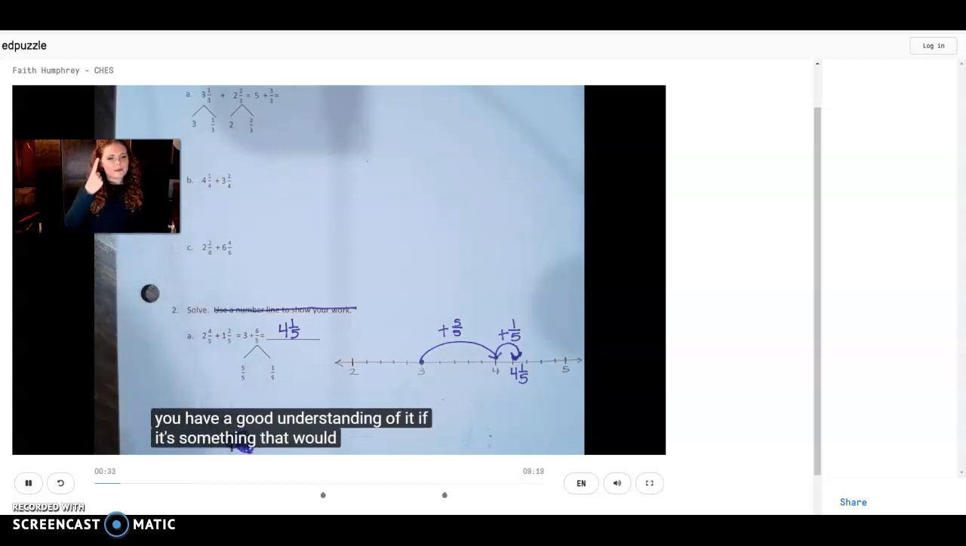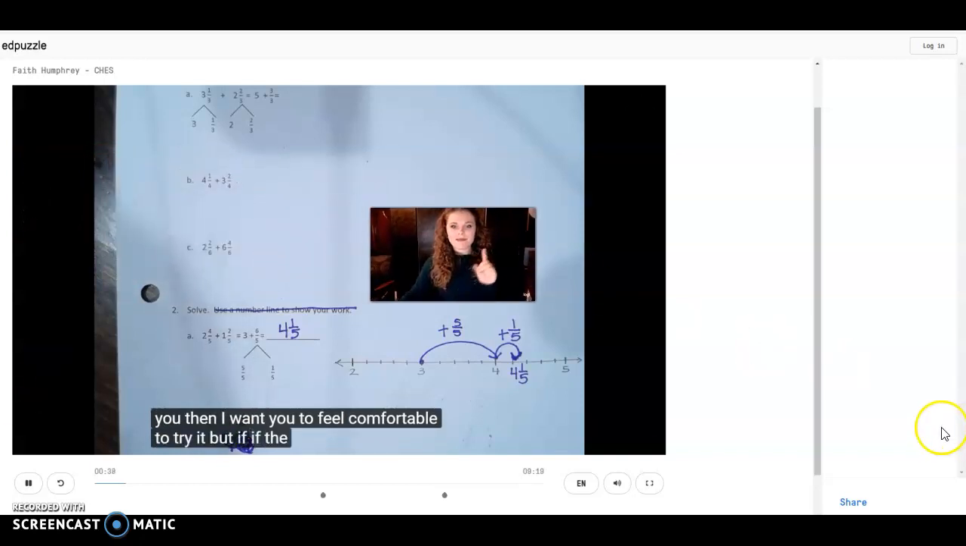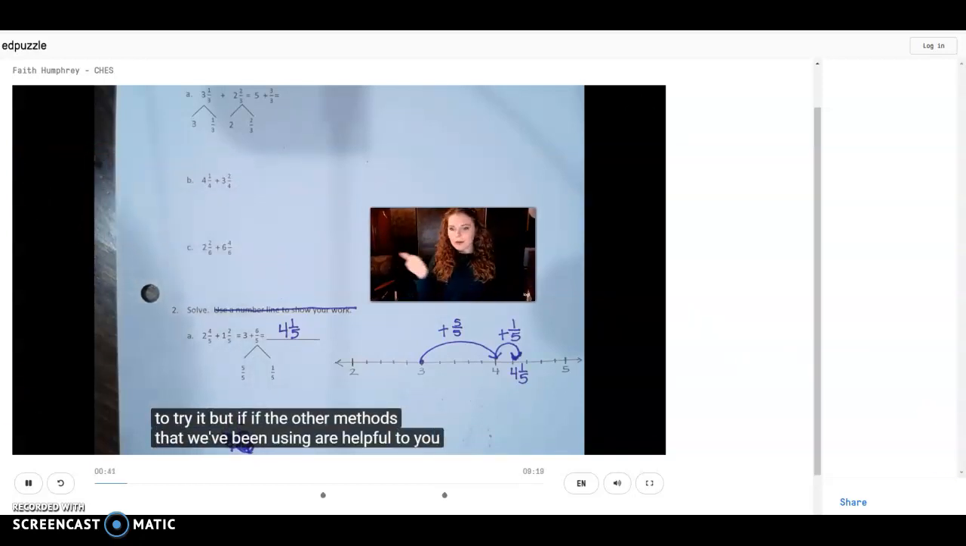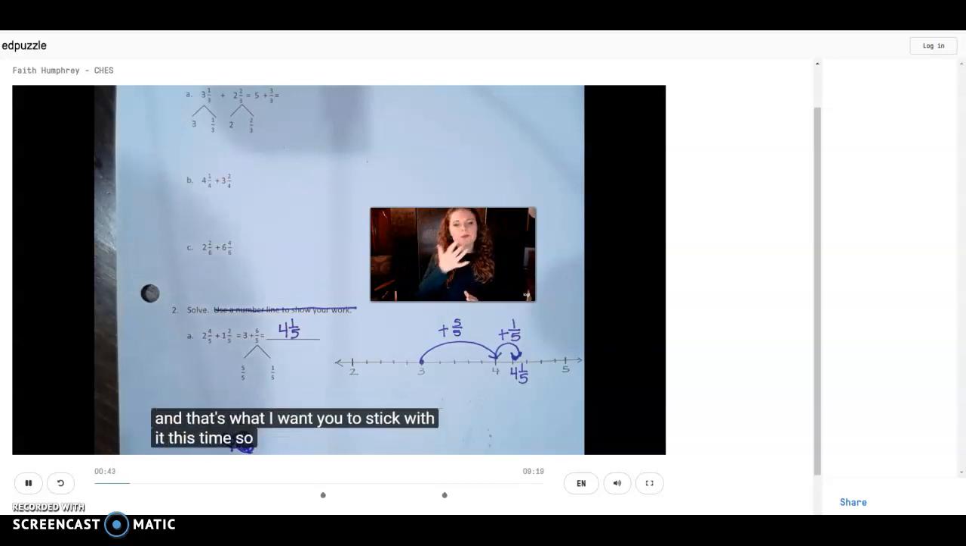If it's something that would be helpful to you, then I want you to feel comfortable to try it. But if the other methods that we've been using are helpful to you, then that's what I want you to stick with at this time.